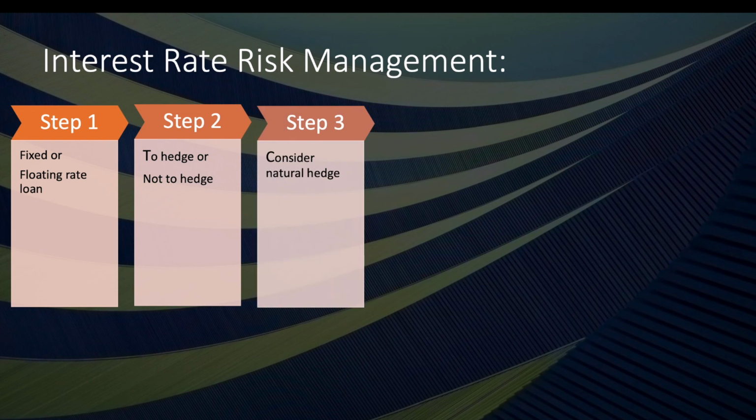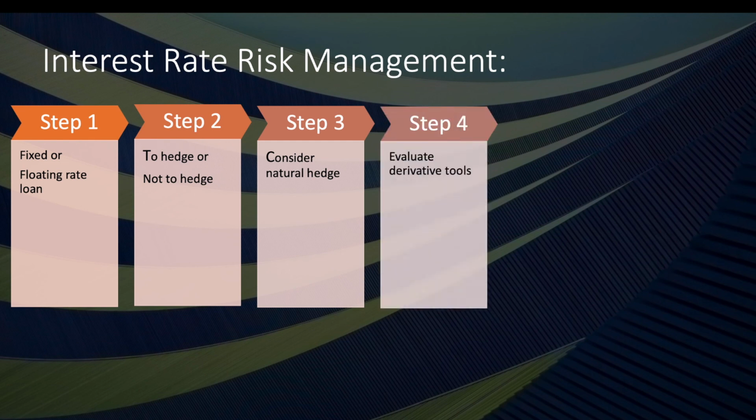Step three, you have to consider the natural hedge. You can also consider that, but you can also ignore it depending upon the situation. Step four is evaluate derivative tools. First of all, you have to evaluate which derivative tool can apply to the interest rate, as we have studied previously. Whatever is good, you have to choose that one.